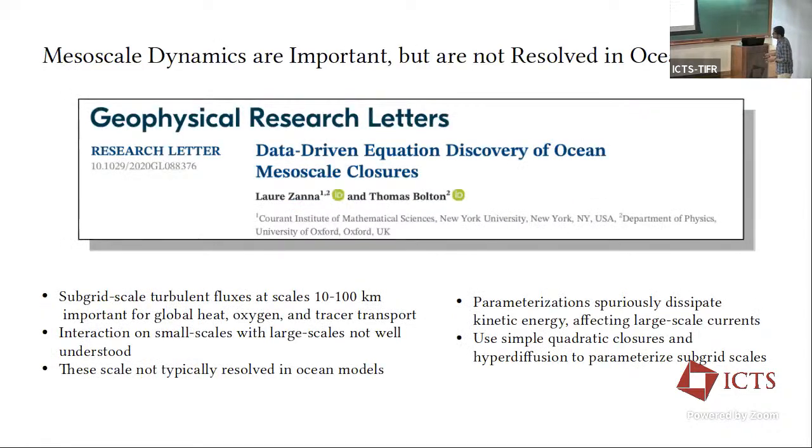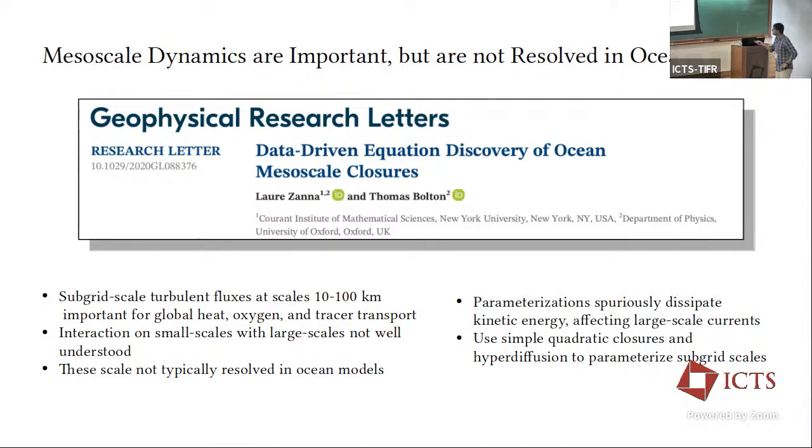So that was it for now about ML parameterizations. Next, we go on to equation discovery. So now we will go from the stratosphere into the ocean. This section will be based on a paper by Lorenzana and Thomas Bolton, which was published a couple of years ago in GRL. And this is about data-driven equation discovery of ocean mesoscale closures.